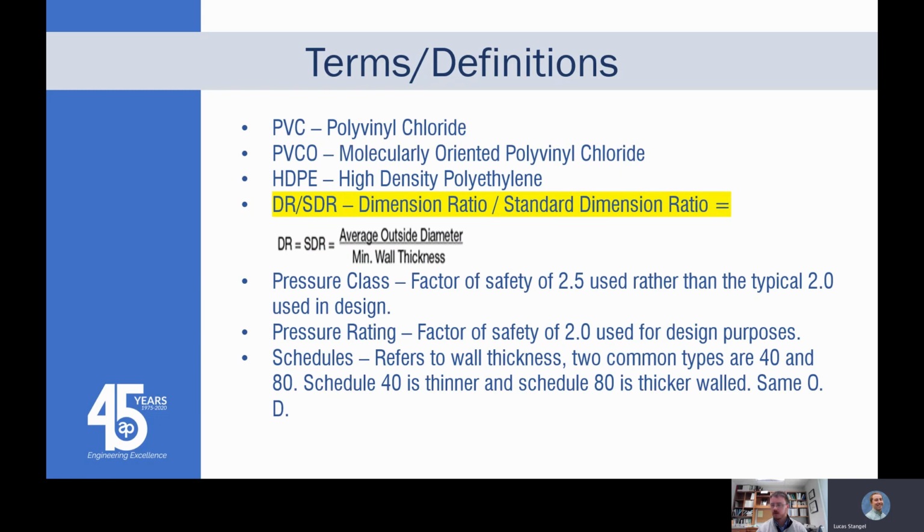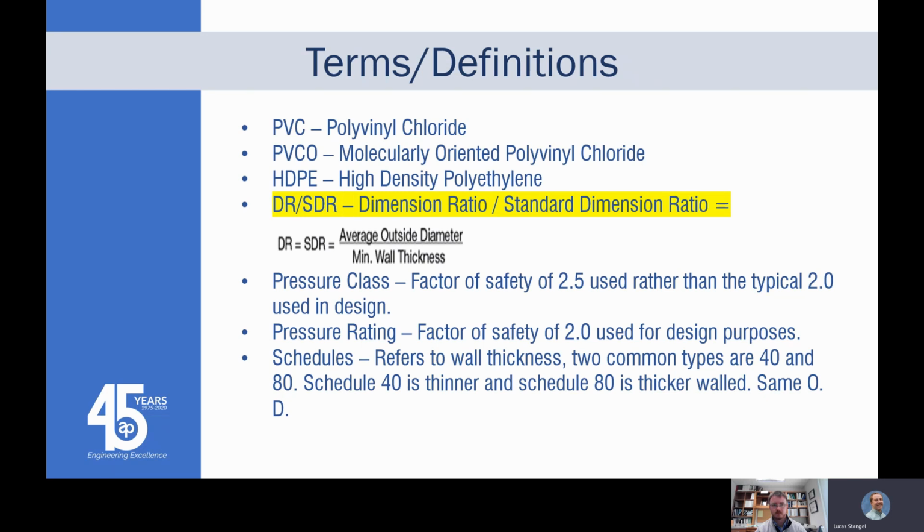All right, so yeah, I'll go over some terms and definitions related to some of the pipe that we'll be talking about today. PVC, pretty common, stands for polyvinyl chloride. And then a kind of offshoot of PVC is PVCO, or molecularly oriented polyvinyl chloride. HDPE, high density polyethylene. Then some of this pipe uses DRs and SDRs that kind of go with the pressure rating or the wall thickness.